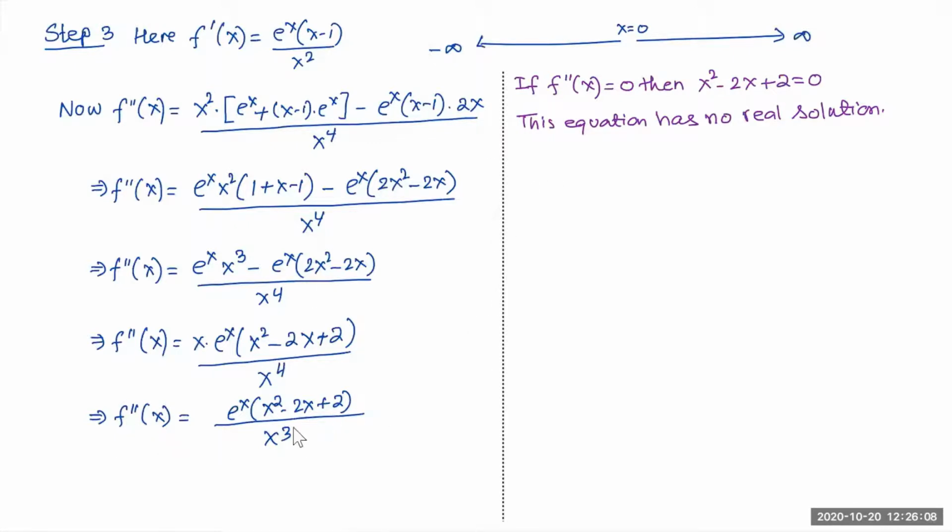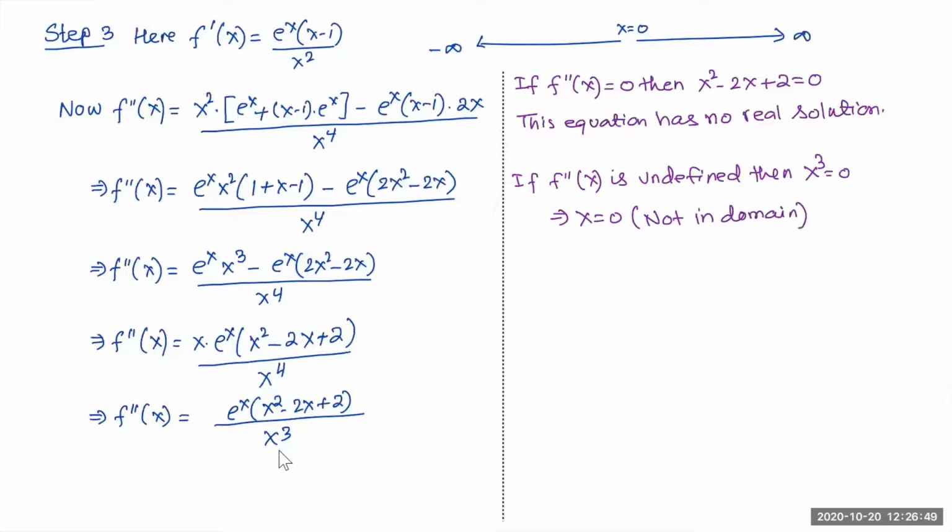Now let's take the second case, when the second derivative is undefined. Then what I'm saying is this fraction is undefined, and this fraction will be undefined when the denominator is 0. So then x cubed equals 0. X cubed will be 0 when x equals 0. So we again get x equal to 0, and this is also not in the domain.